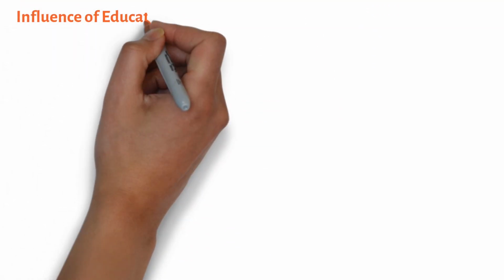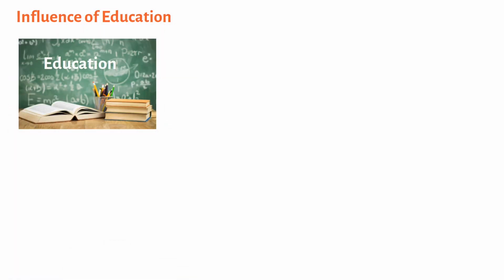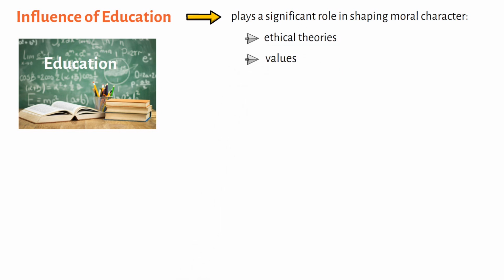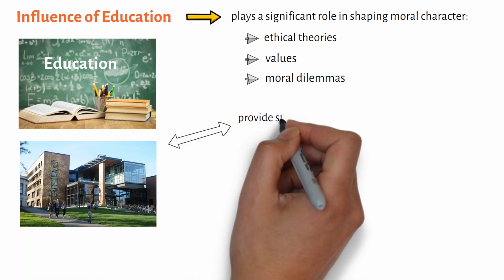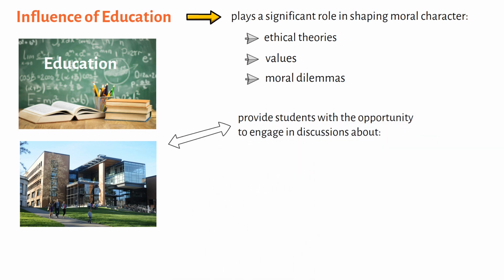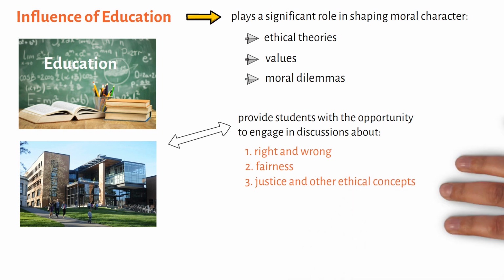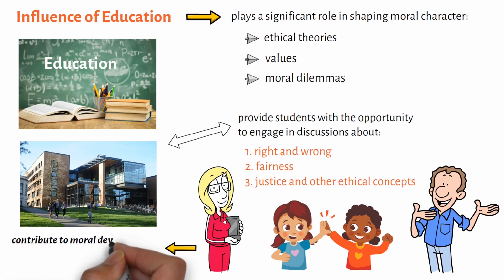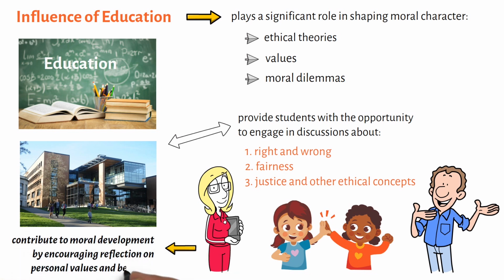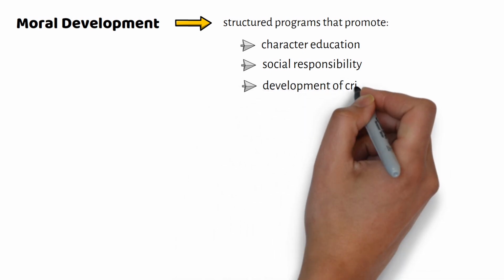Second, the influence of education. Education plays a significant role in shaping moral character by introducing individuals to ethical theories, values, and moral dilemmas. Schools and educational institutions provide students with the opportunity to engage in discussions about right and wrong, fairness, justice, and other ethical concepts. Teachers, mentors, and peers further contribute to moral development by encouraging reflection on personal values and behavior. In many educational settings, moral development is fostered through structured programs that promote character education, social responsibility, and the development of critical thinking skills.